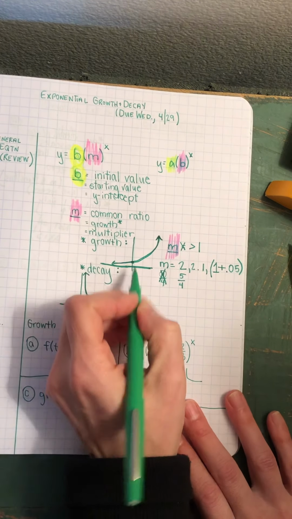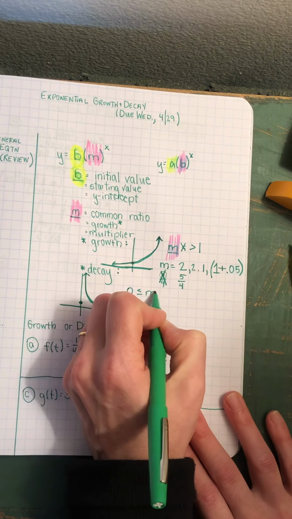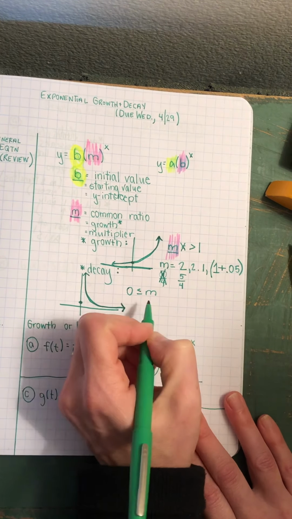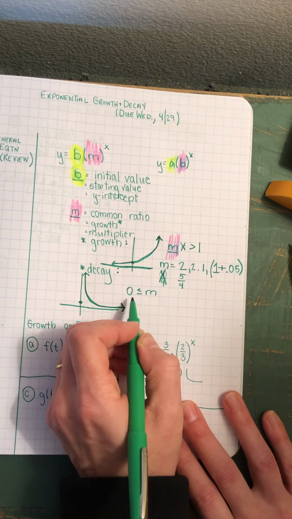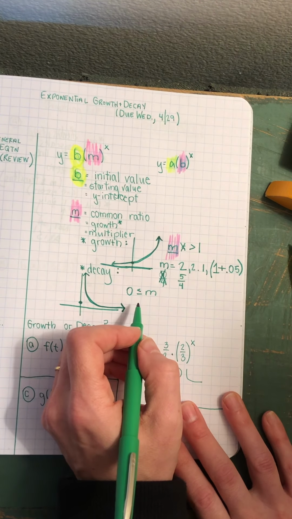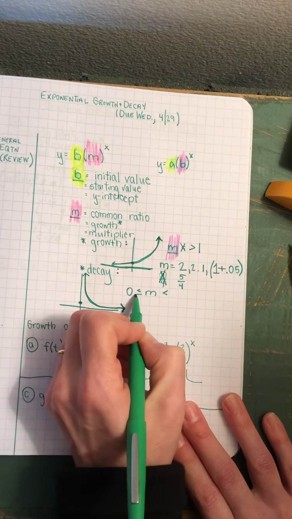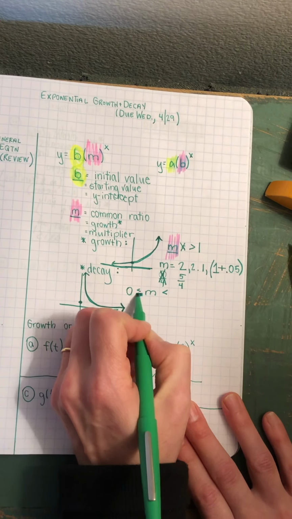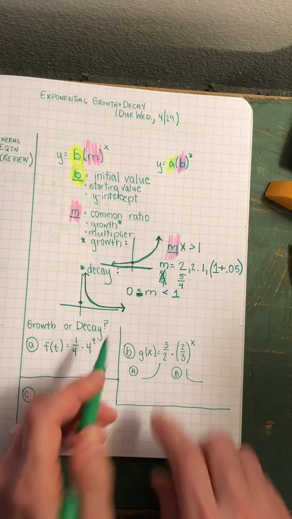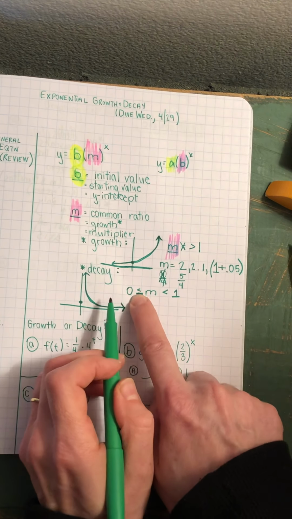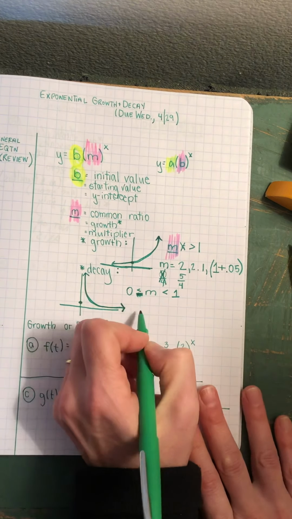Okay, for it to decay, m is going to be between 0 and 1. So it's not going to be negative. You can think about what happens when it's 0, and what happens if a multiplier is negative. You can check in with me if you're more curious, but for our purposes, it's between 0 and 1. It is not equal to, so it should not have that line underneath.